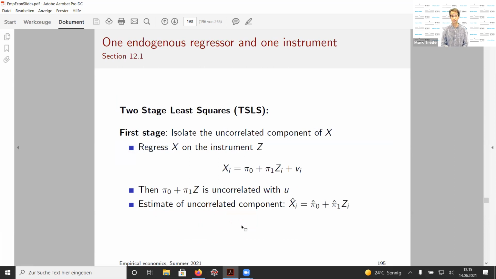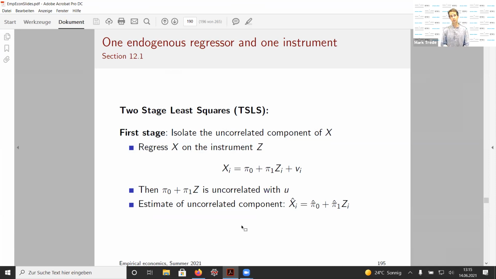Okay, and then we perform what's called the two-stage least squares regression. That's really a time-honored estimation method. It was developed almost 100 years ago, I think in 1928. So it's really very old, but surprisingly powerful. It's still used today to isolate the good component and then do consistent estimation of the slope coefficient, which has a causal interpretation. All right, how does this two-stage least squares estimation method work?